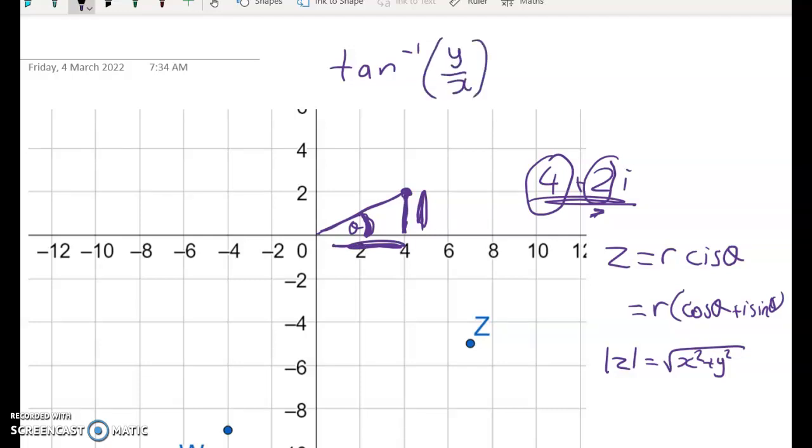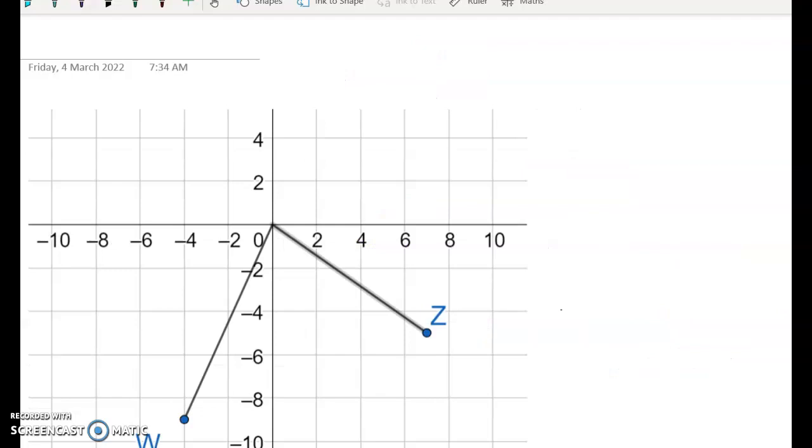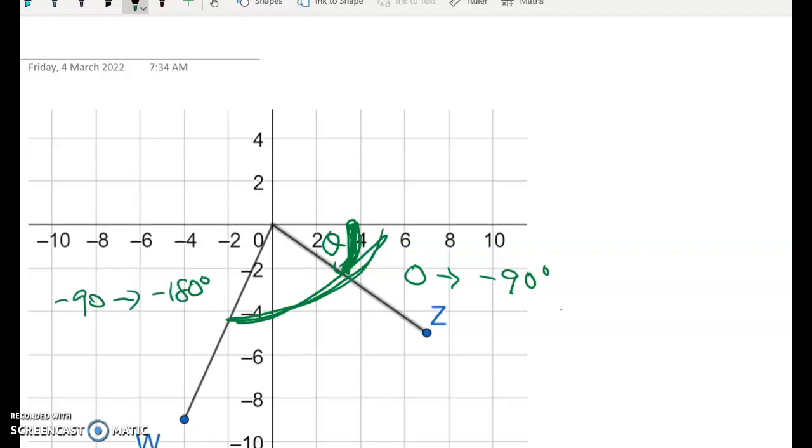But once we start being in different quadrants, we have to be really careful because the value that our calculator returns is not going to give me the correct number. So let's have a look at what we should be getting for the angle for these two complex numbers. Well, here's for z, you can see that the angle should be in here, and that should be between 0 and negative 90 degrees, right? Remember, we measure our angles clockwise. And for w, the angle we get here should be between negative 90 and negative 180 degrees.